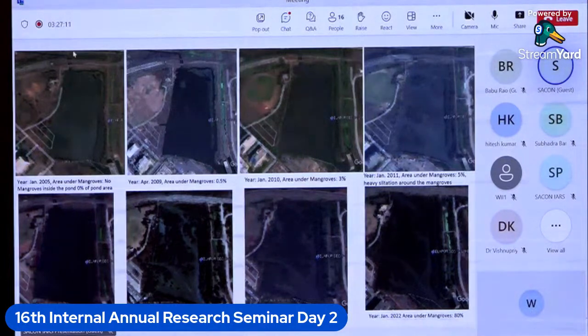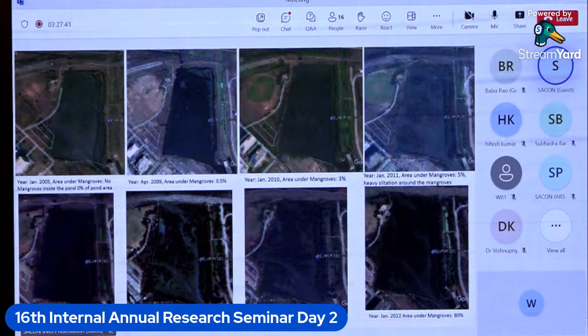Our study was in the Belapur area because this was one holding pond area which is not given to the forest department and is still with the Navi Mumbai Municipal Corporation. So this holding pond in 2005 did not have any mangroves within it, but gradually over a period, in 2009 it became 0.5 to 3%, 5% to 25% in 2014, 45% in 2017, to 80% that is existing now.